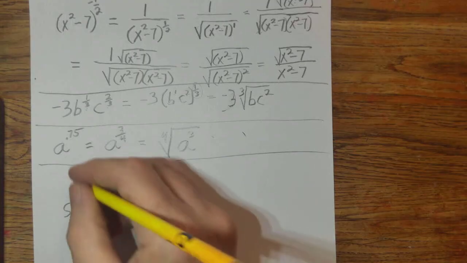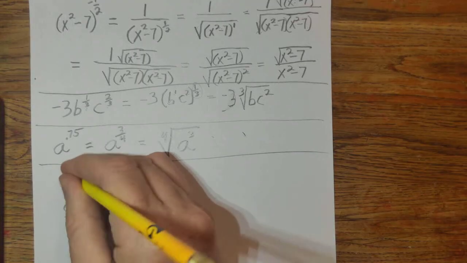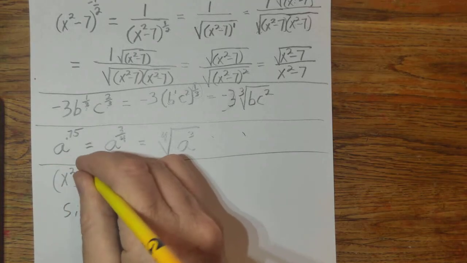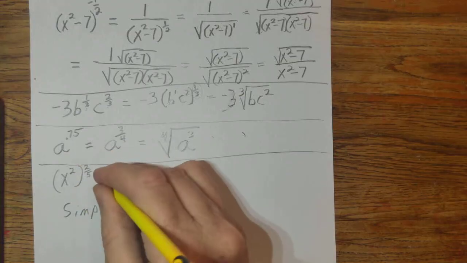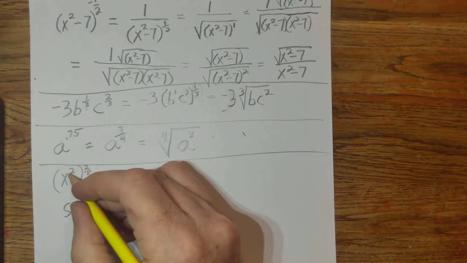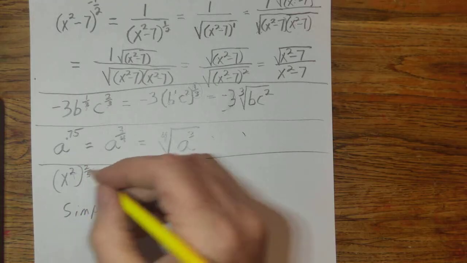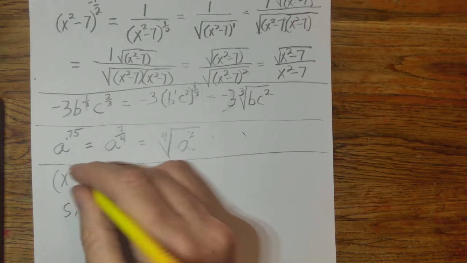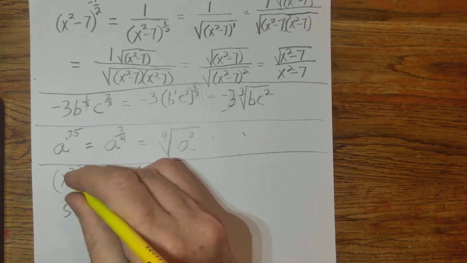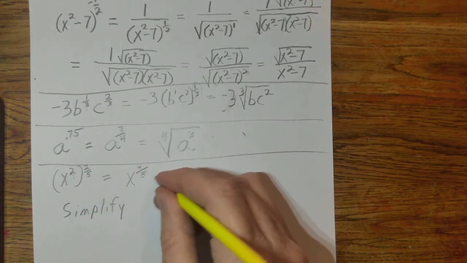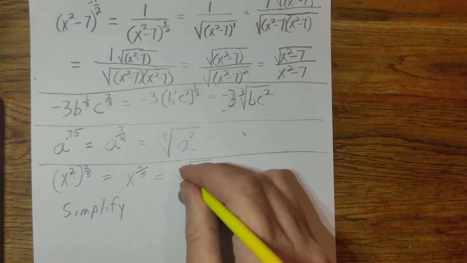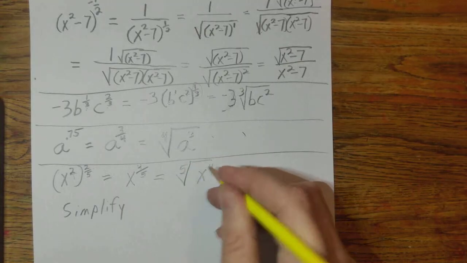x squared to the 2/5 power. First thing I'm going to do is power to a power, I multiply. So this is 2 over 1, this is 2 over 5. 2 times 2 is 4. 1 times 5 is 5. x to the 4/5 power is the 5th root of x to the 4th.